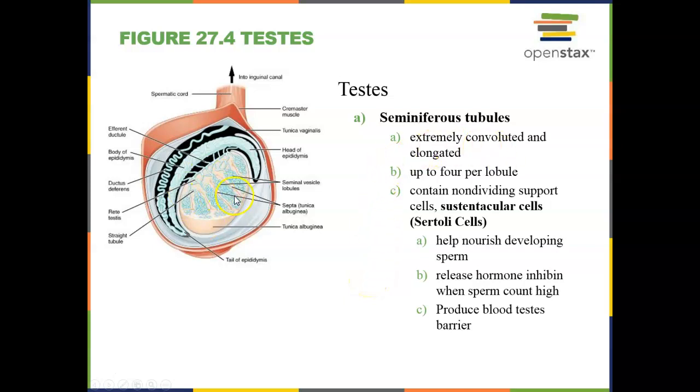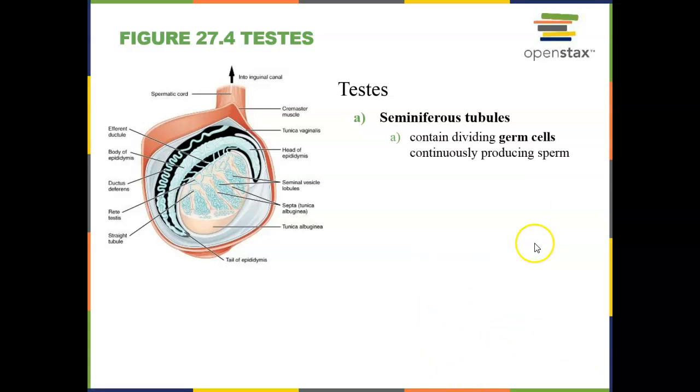Within these seminiferous tubules, we have different types of cells. So we have some cells called sustentacular cells or Sertoli cells. These cells nourish developing sperm, and they release a hormone known as inhibin, which decreases sperm production so that we don't have too high of sperm amounts.